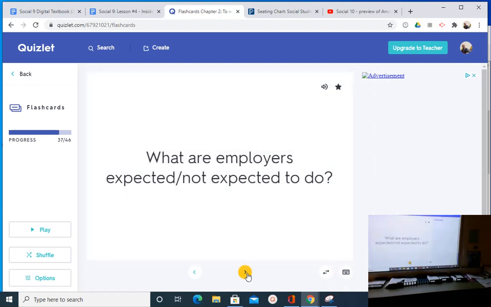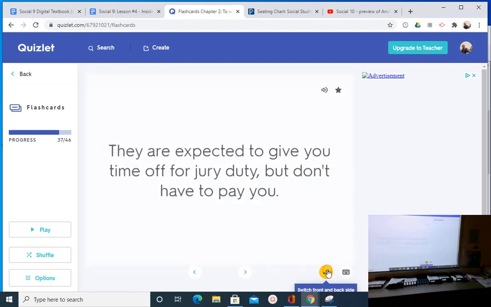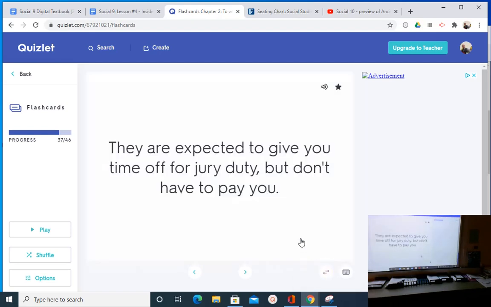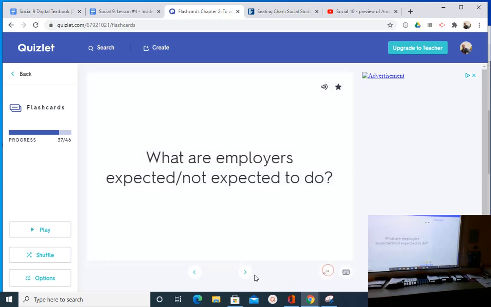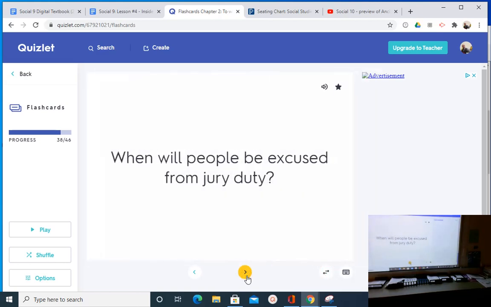What are employers expected or not expected to do? They're expected to give you time off for jury. They don't have to pay you. And that is a disadvantage because many people get paid significantly less for being on the jury than they would if they're working their other job.